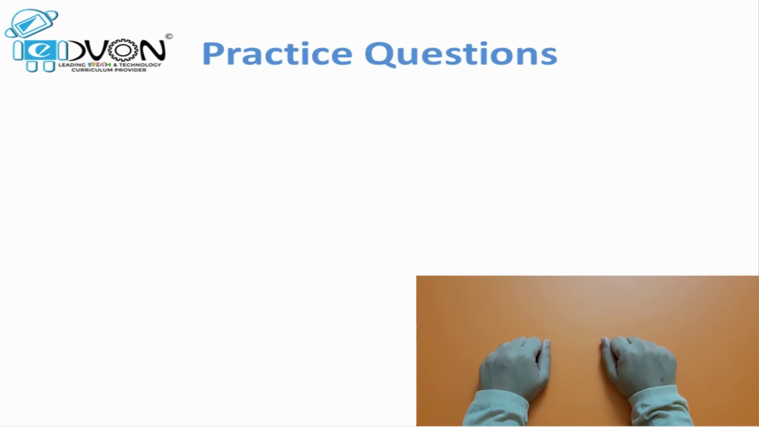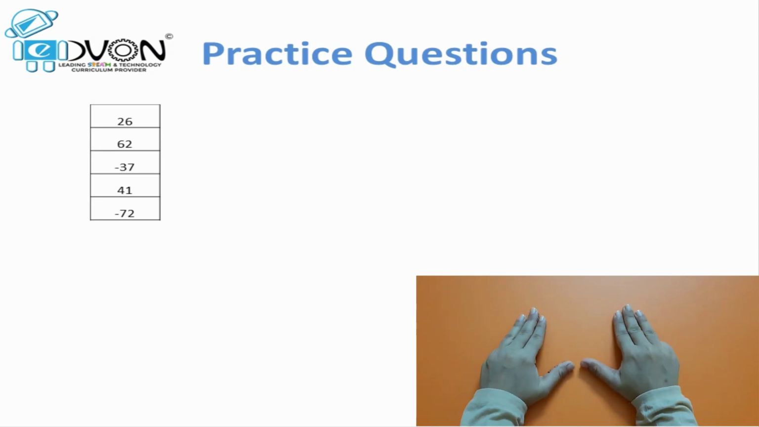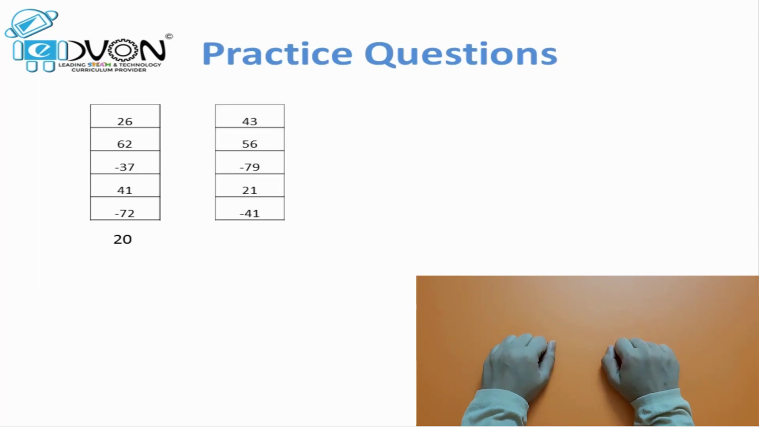Now we will also work on our speed. Ready? Make punch and place your hands on any flat surface. Let's start. 26 plus 62 minus 37 plus 41 minus 72. Answer 20. Make 0. 43 plus 56 minus 79 plus 21 minus 41. Answer 0. Next question.